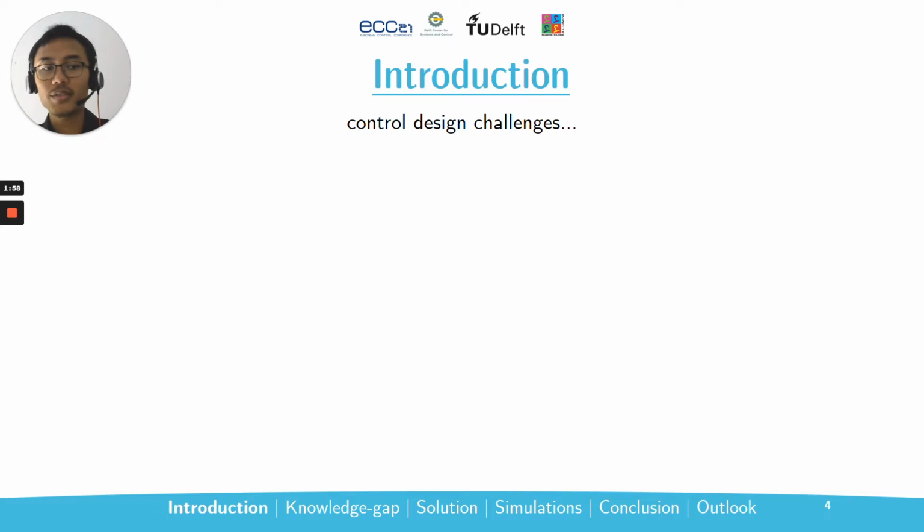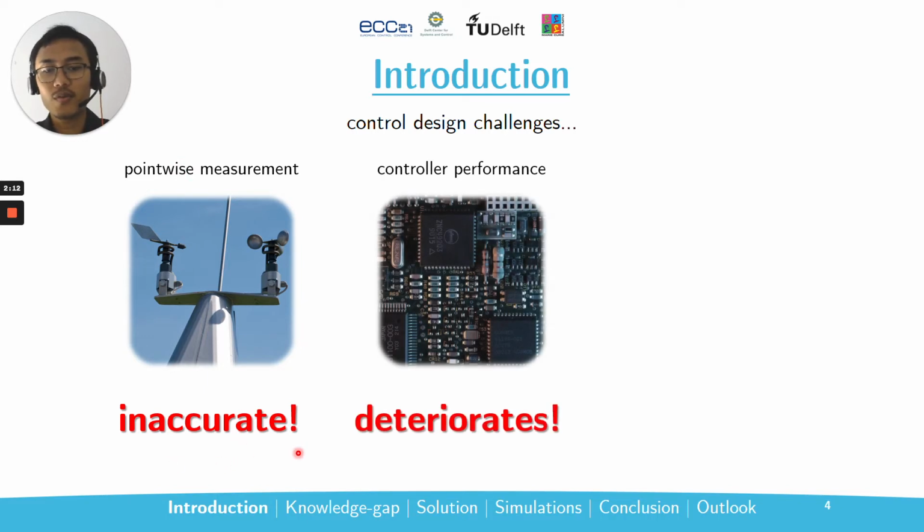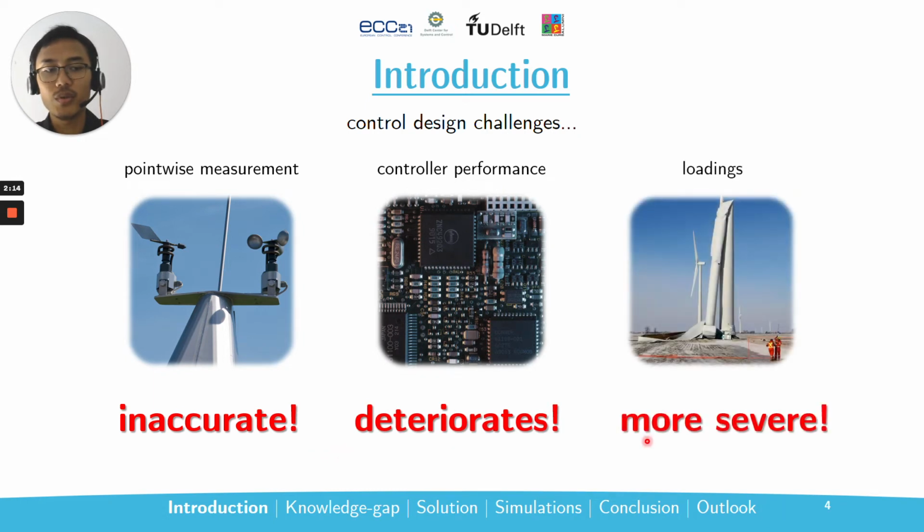However, larger turbines give more challenges to control design. For example, anemometer and wind vane measurements will be less valid since the wind speed varies more over the rotor area, and such inaccuracy will deteriorate the controller performance and can be detrimental to the wind turbine. Therefore, we need more representative information on the wind speeds, that is the blade effective wind speed.